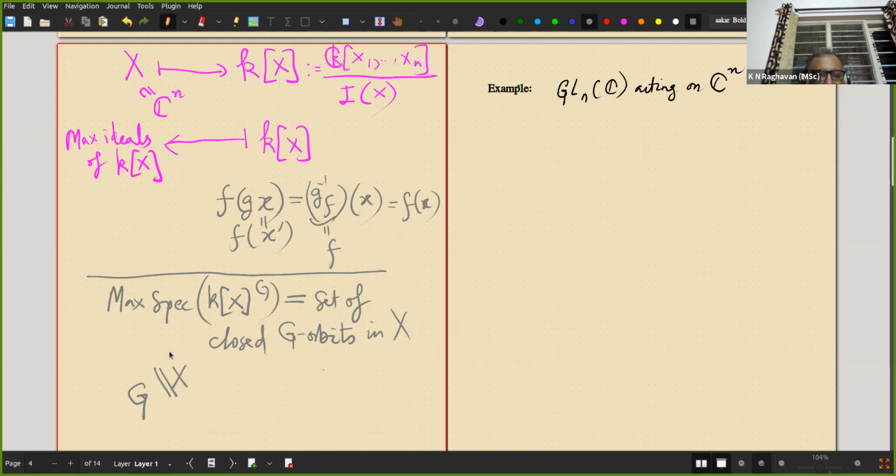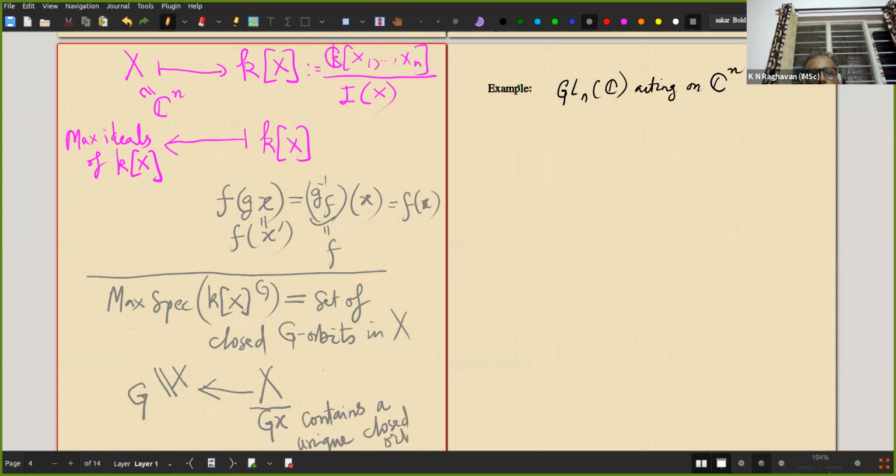Okay, I'll come to some explanation of why this notation, why this double bar, slightly later. Okay, and what is this map from X to this? It is the following: take an element X. What should I map it to here? Look at its orbit, that's Gx, right? And look at its closure, and the claim is this contains a unique closed orbit. And so you map it to that closed orbit.